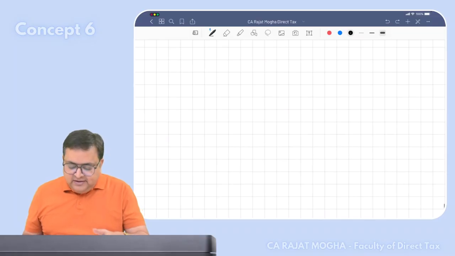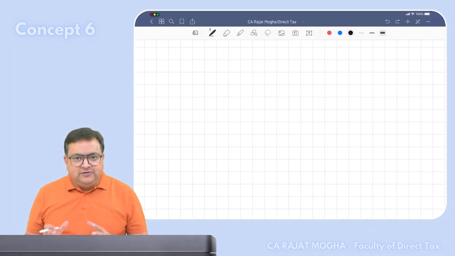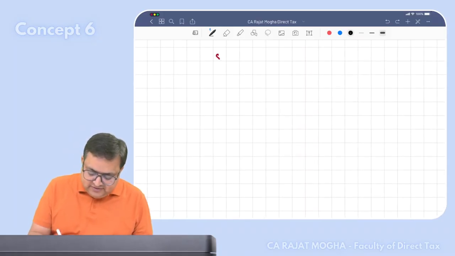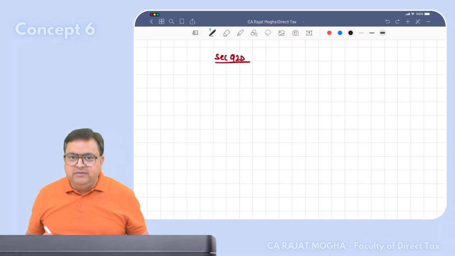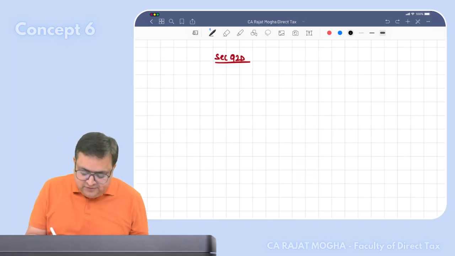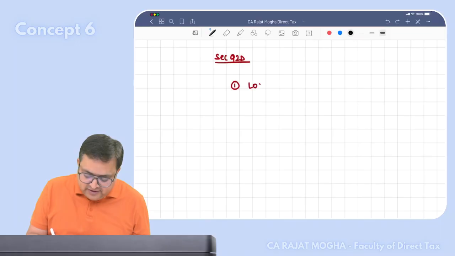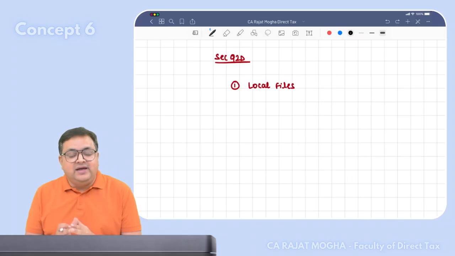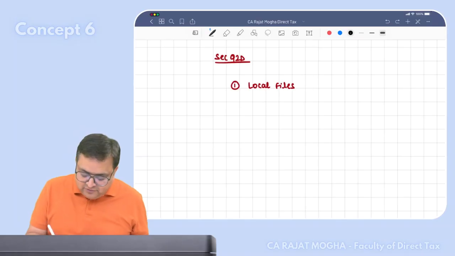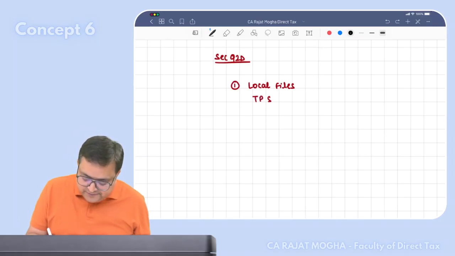First of all, let's understand this. See, there are three tiers of records which you have to maintain. One is section 92D, which says that you have to maintain records. In 92D, they are actually telling us two things. First of all, you need to maintain local files. You don't have to submit it with the returns, but yes, you have to maintain it, and if you don't, we will levy penalty. This is also known as the TP, transfer pricing, study report.